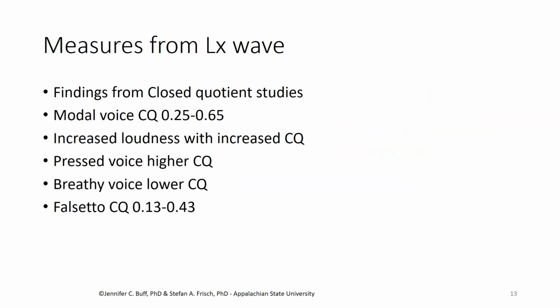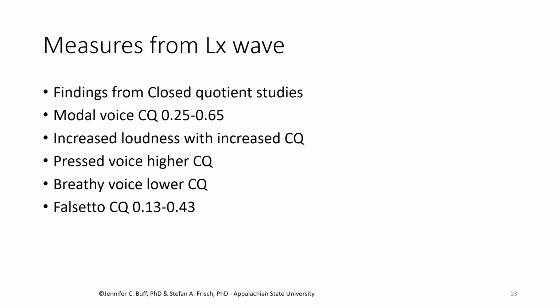In looking at closed quotient, for example, a modal voice has a closed quotient between 0.25 and 0.65. As we increase the loudness of the voice, the closed quotient increases, so we hold the vocal folds together harder and cause more air pressure to be required to blow them apart.